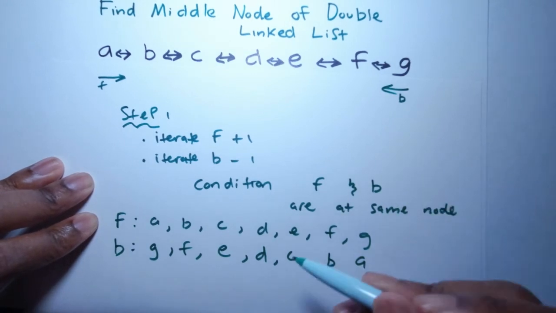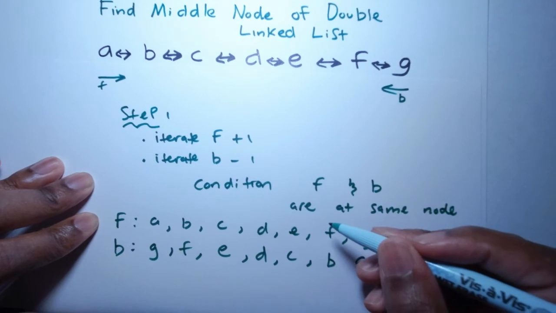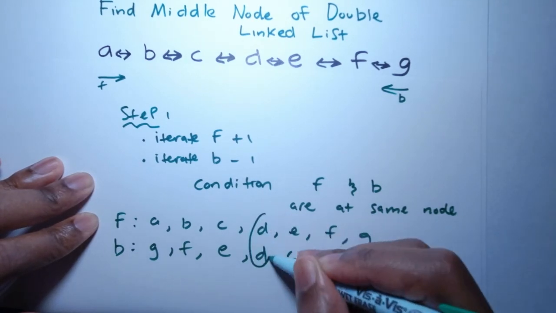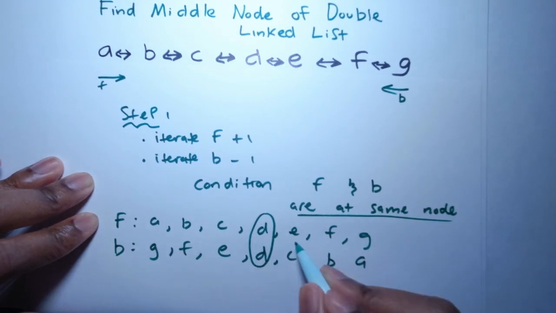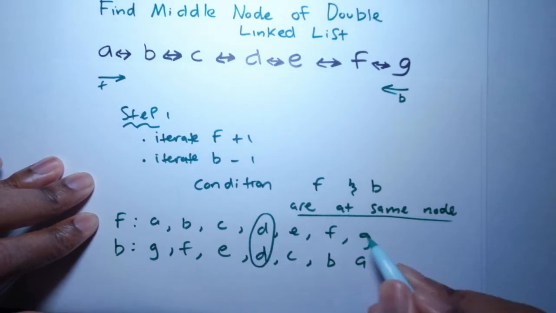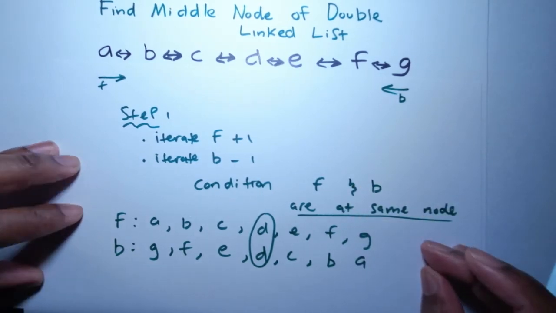You'll notice that at some point, the forward iterator and backward iterator will overlap at the very same node. When that happens, you can actually stop. So you don't really need to go all the way. In fact, you can stop at the very middle. And that is really the beauty of this approach. You really iterate until you are at the same node.